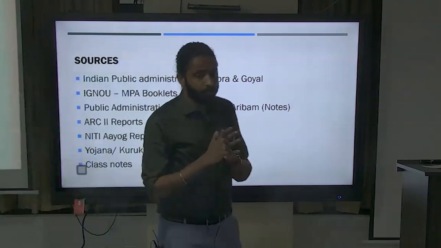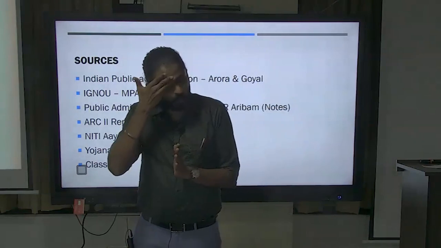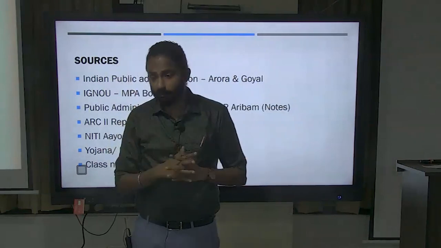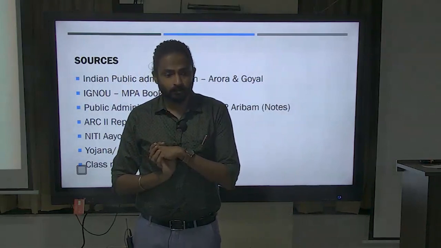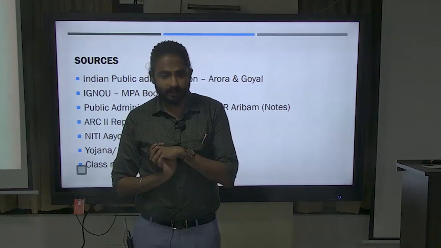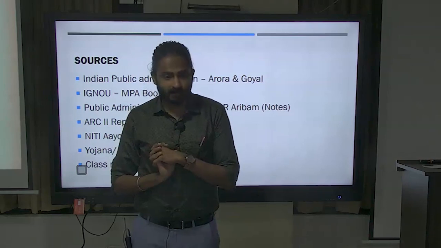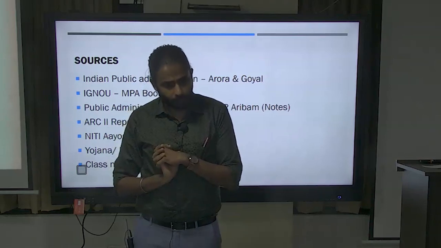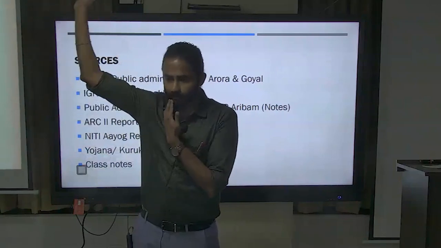There is another person called the principal secretary. Who is the principal secretary? There are two key positions in the central government. One is called cabinet secretary. Who is the cabinet secretary? Who's the chief secretary? Head of civil service in the state. So who's the cabinet secretary? Head of civil service in the country. He is the senior most civil servant of the entire country. He will serve the union government.